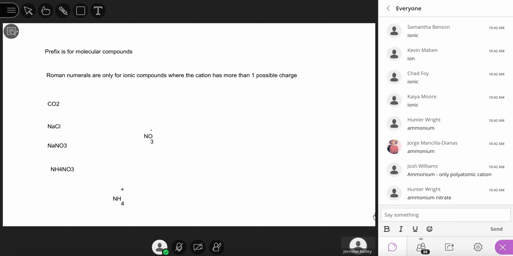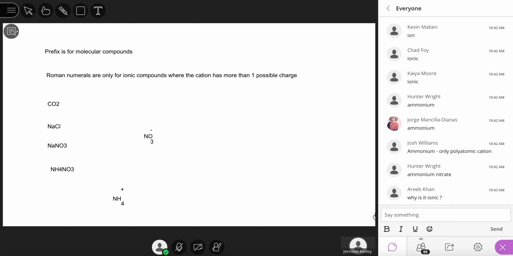Notice that when we're naming these, it doesn't matter what naming system we're using. When you have a polyatomic ion, you just say the name of the polyatomic ion. You don't change any endings or anything. It just stays the same. All right.